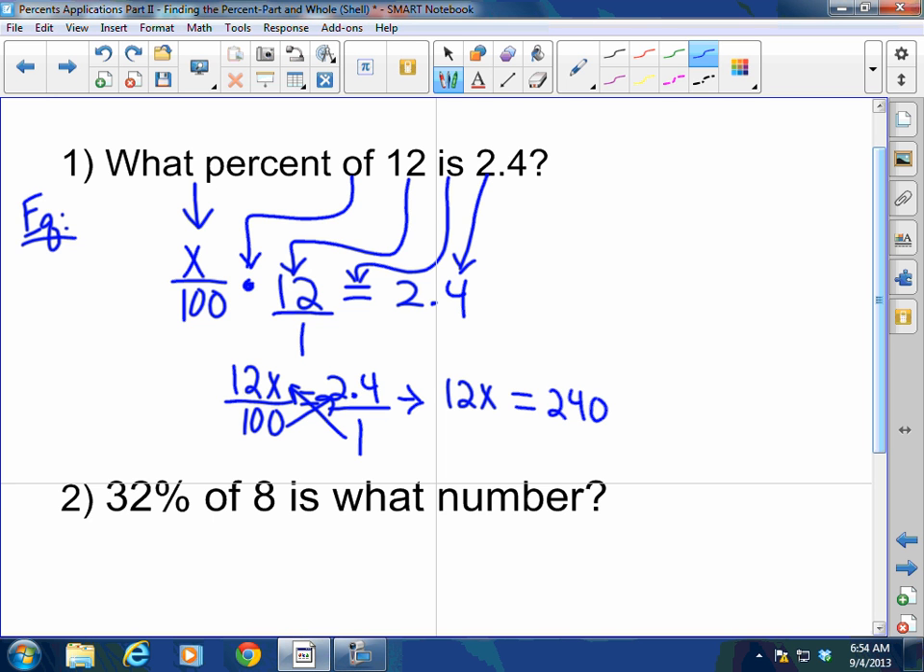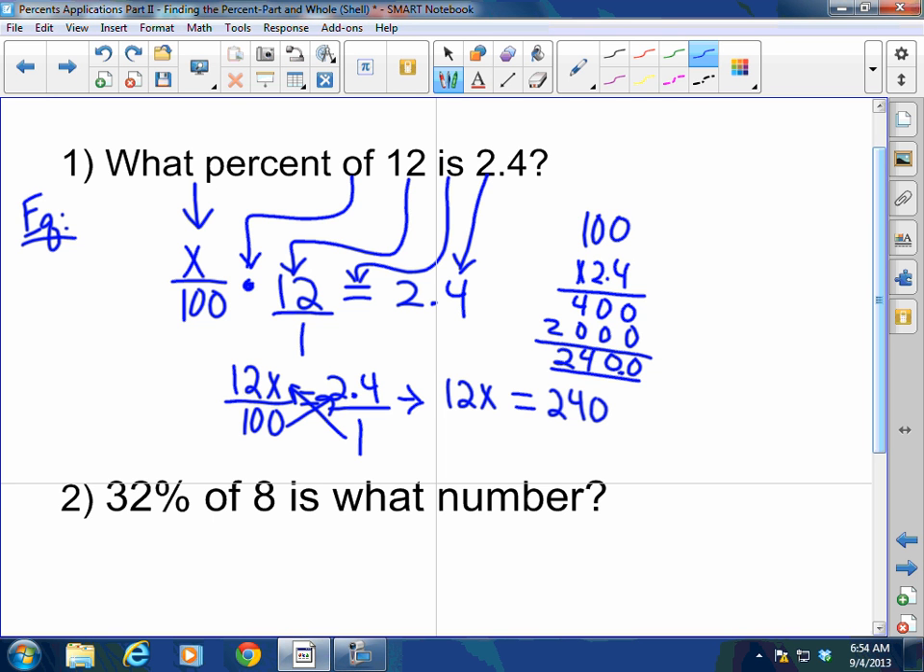How did I get that? Very easily. 100 times 2.4, 0, 0, 4. Skip a space, 0, 0, 2. There's one decimal, so move the one decimal, and that's how I got my 240.